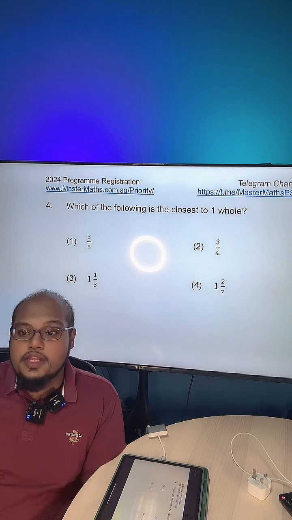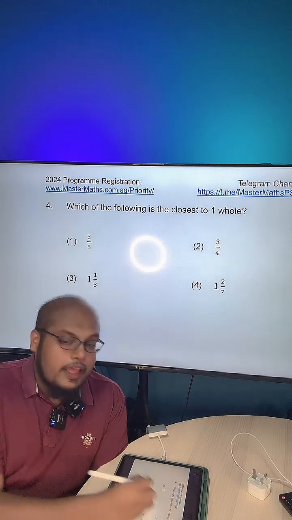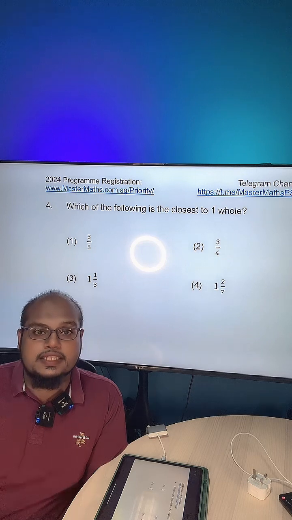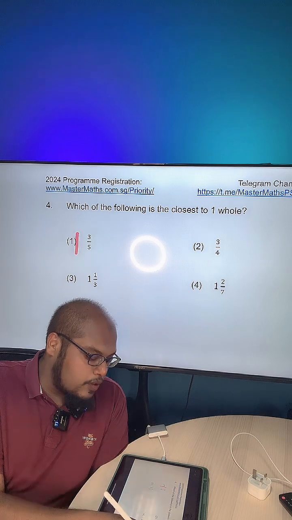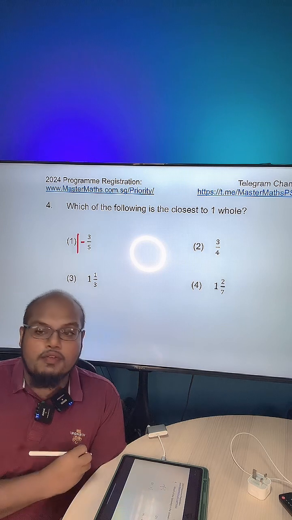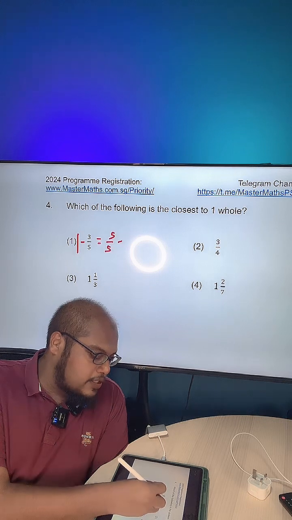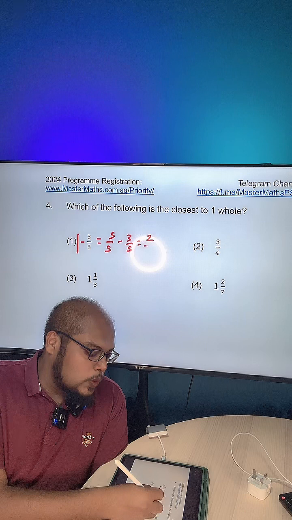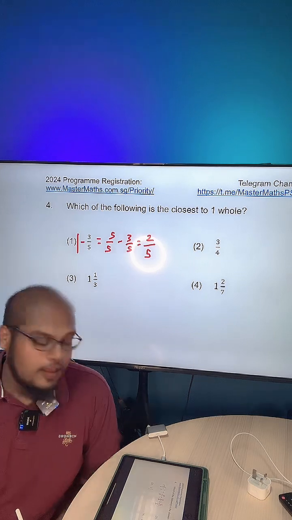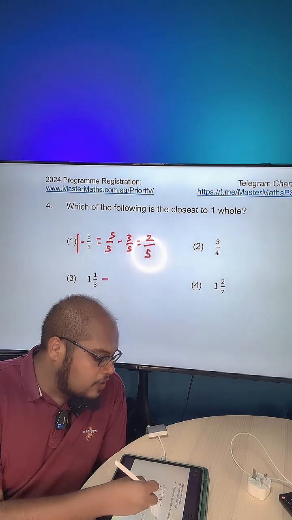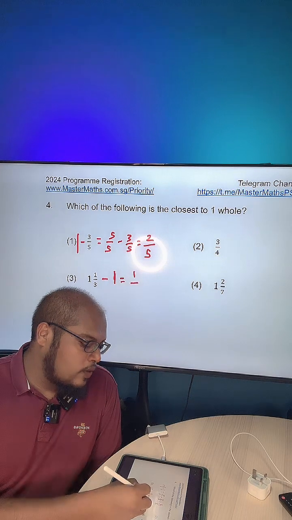Okay, so just like I say, we need to find the difference, and then after you got the difference, you need to find the smallest difference. First one, we take one whole minus 3 over 5. This is 5 out of 5 minus 3 over 5 equals 2 over 5. And the next one, 1 whole and 1 over 3 minus 1 whole. Very easy. Just take out the 1 whole only. Take out the 1 whole, I get 1 over 3.